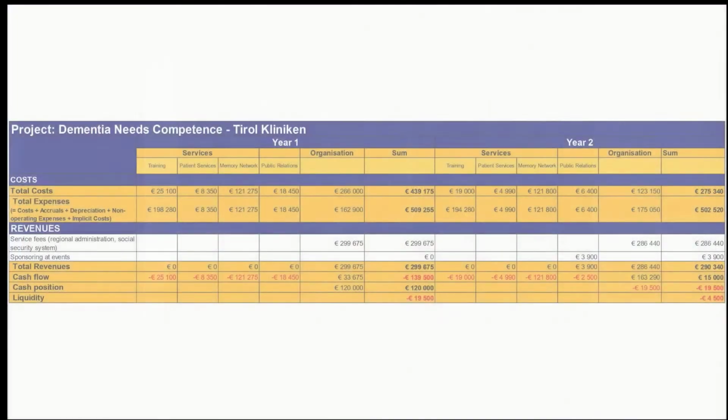We finance the initiative Dementia Needs Competence through our regular revenues from our services. The services are paid for by the Regional Health Fund, which is fed by the regional administration and the social security institutions. For some events, we get sponsoring from the region or from companies that provide catering.